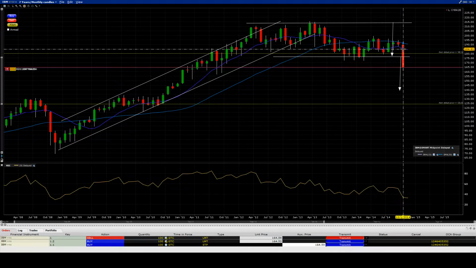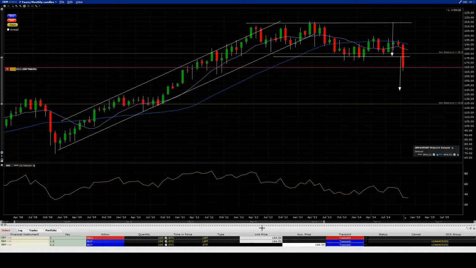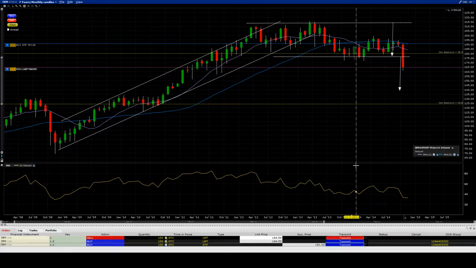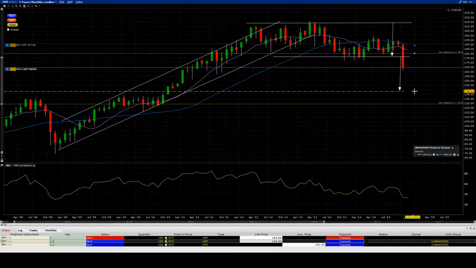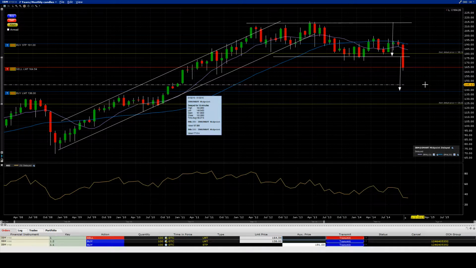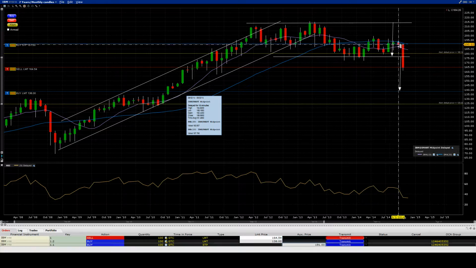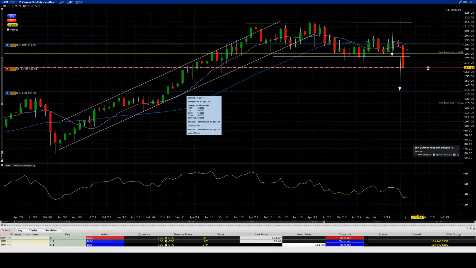What's the top of this candle? 190. Could have put my sell stop at 191. And my profit stop, I would put it at the bottom of this one, 138, let's say. And my buy limit, 138. So here it is. It's as simple as that. Triggered, month close under.